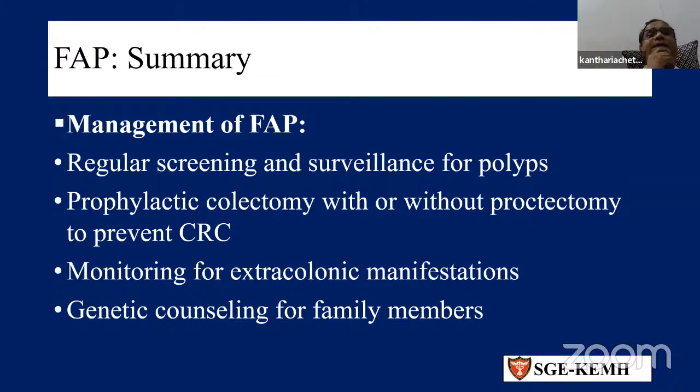Finally, to summarize, as far as management of FAP for malignancy is concerned, there should be regular screening and surveillance for polyps. For the colon, prophylactic colectomy with or without proctectomy should be done to prevent CRC. It's important to monitor for extracolonic manifestations. And in this group of patients, genetic counseling for family members is extremely important. All these patients' first-degree relatives should be surveilled for FAP and its manifestations.